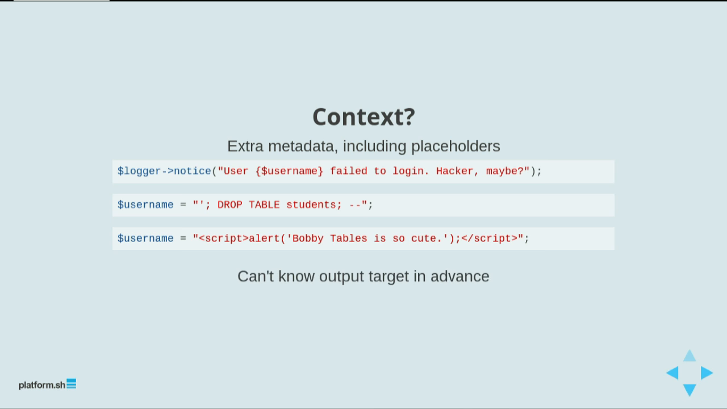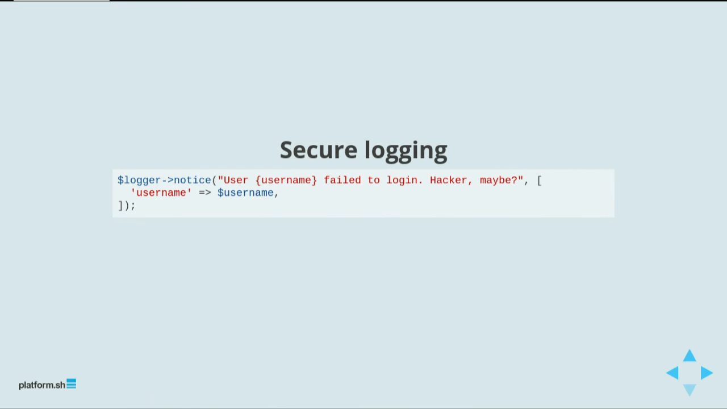You don't know in advance where that log string is going to be used, so you don't know how to escape it. This is a very common problem that Drupal should be very familiar with, and so you provide a placeholder separately. You just use curly braces to indicate this is a variable that will get replaced. Here's a list of variables.